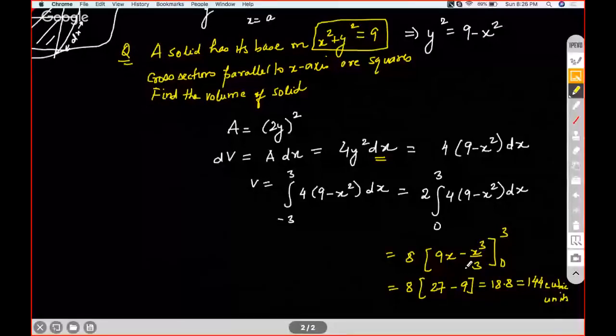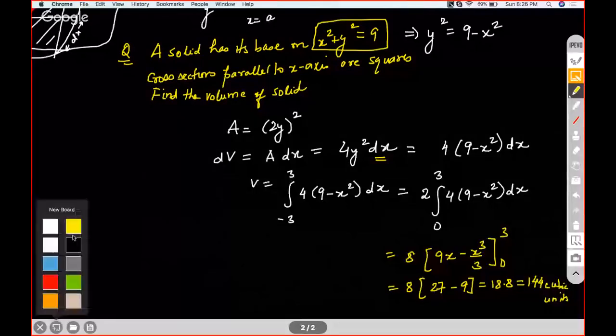The base of a solid is a circle of radius a. Sir, in the previous question, you said that it should be parallel to the x-axis, right? But haven't you done the cross section perpendicular to the x-axis? No, the cross section is done in such a way that the pieces that you are making are going along the x-axis. Okay.